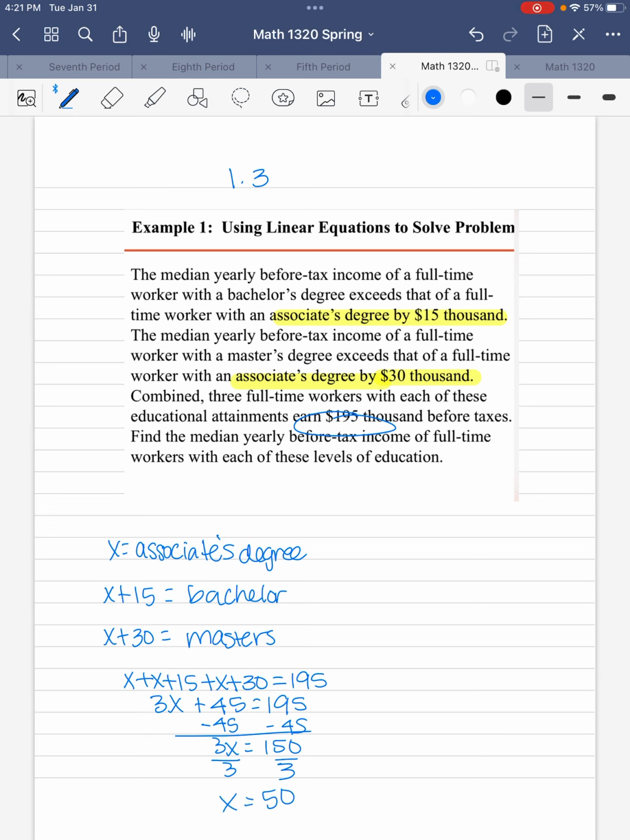Now, what does that mean? That means that, let me switch colors real quick, the associate's degree, they make $50,000. That's their median yearly before tax income. The bachelor makes 15 more than that, so 50 plus 15 is 65. So their median yearly income is 65,000. Master's degree makes 30,000 more than the associate, so 50 plus 30 is 80. And those would be the answers for each degree.